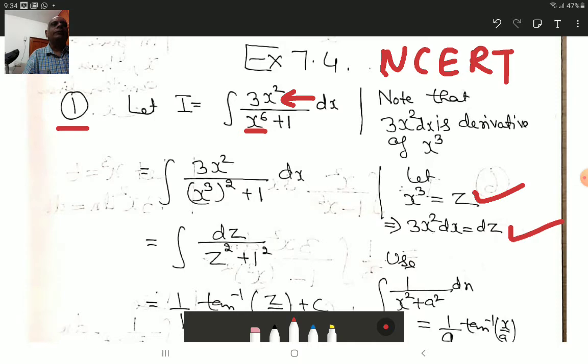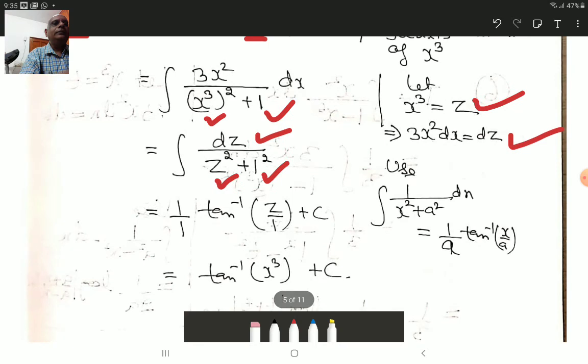So I have first written in proper form. 3x square dx upon x raised to power 6 becomes x cube whole square plus 1. So 3x square dx is dz upon x cube is z, so it becomes z square plus 1 square. Even there is no need to write 1 square, keep it as 1 also. And you know very well that the integration of 1 upon 1 plus x square is tan inverse x. Even if you like to apply formula number 2, that also you can do. Integration of 1 upon x square plus a square is 1 by a tan inverse x by a. So its integration will become 1 by 1 tan inverse z by 1 plus c, and value of z is x cube. So ultimately it becomes tan inverse x cube plus c.